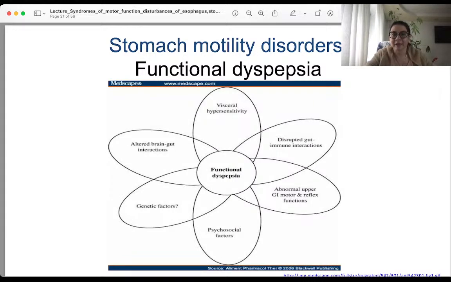The main pathophysiological mechanisms that together lead to functional dyspepsia include visceral hypersensitivity, disrupted gut-immune interaction, and abnormal upper GI motor reflexes and functions. Different psychosocial factors are important here, including the psychological state of the patient. Genetic factors and altered brain-gut interactions possibly play a role.